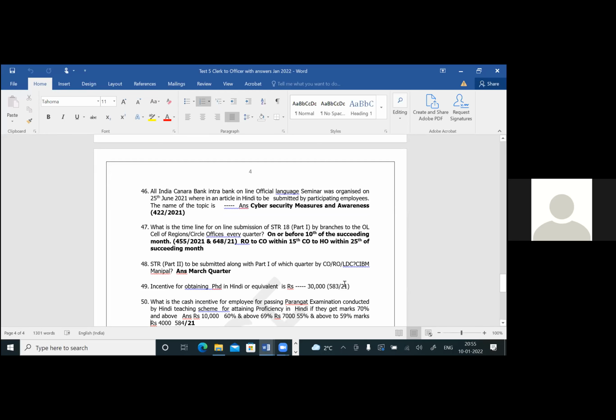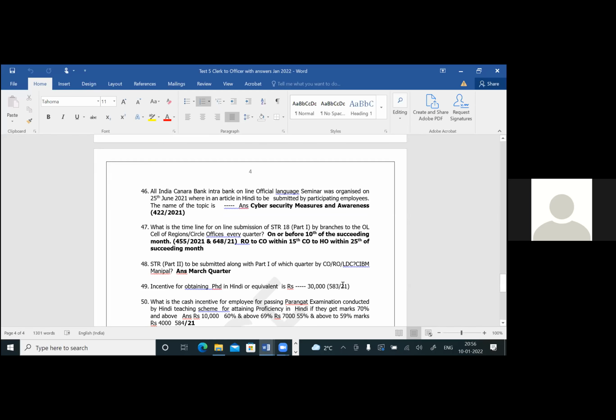Then 49: incentive for obtaining PhD in Hindi or equivalent is rupees 30,000. In that circular 583, incentives are given for MPhil, etc. So please go through this circular. I have given only one point from the circular. If you have done MPhil, or you have done MA, what is the incentive you will get? Please go through 583/21.